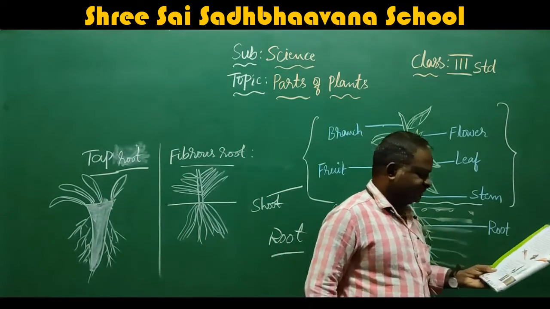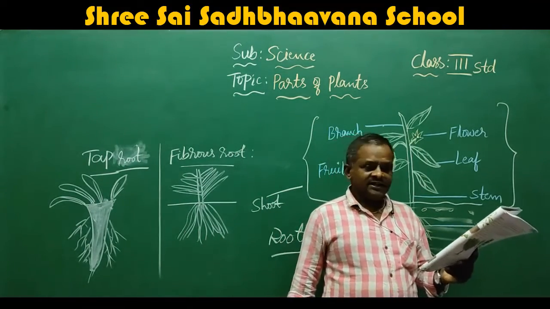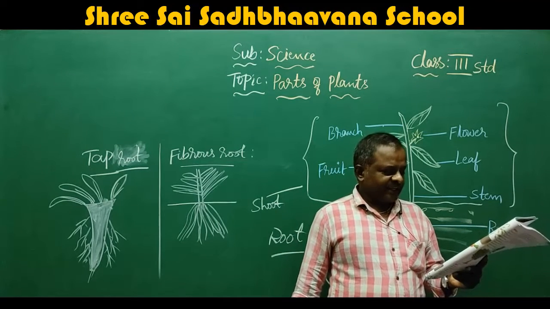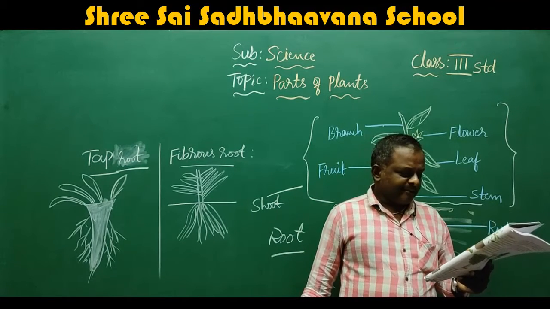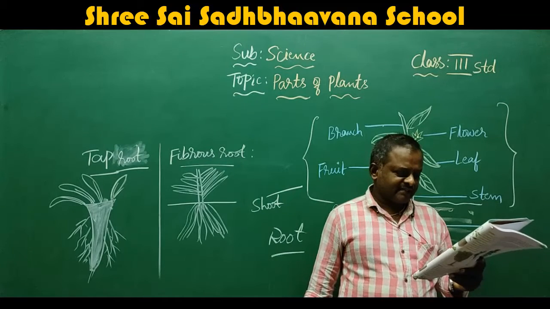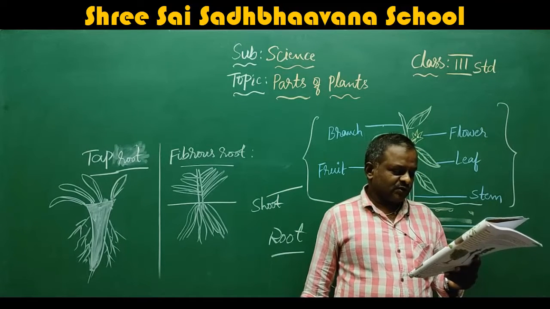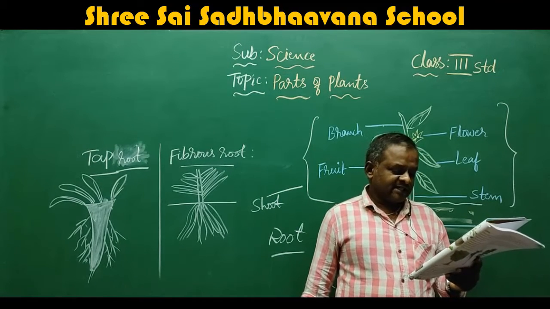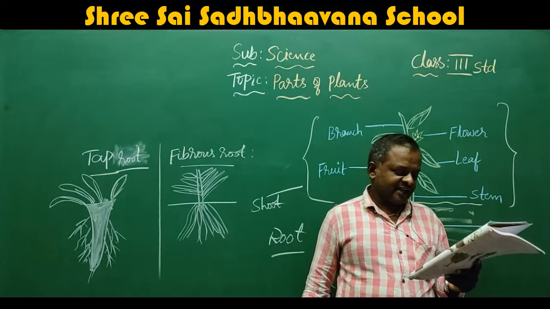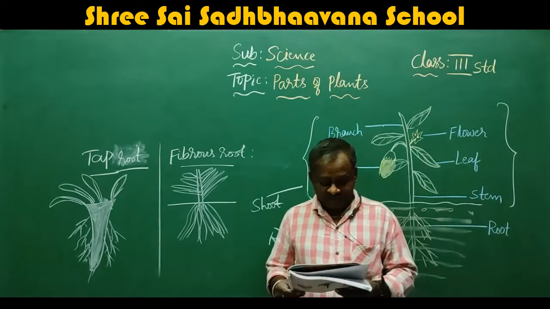In a taproot, first we will study the taproot. I am reading taproot. In a taproot plant, the main root grows from the end of the stem and many small roots grow from the main root. Plants like beetroot, carrot and radish have taproots.